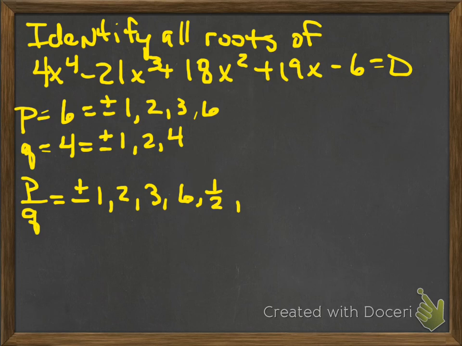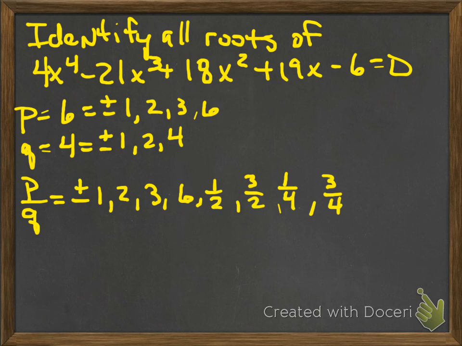3 divided by 2 is 3/2. 6 divided by 2 is 3, which I've already got. Again, don't need it again. Then I'm going to do it again, dividing all of them by 4. So 1 divided by 4 is 1/4. 2 divided by 4 is 1/2, which I've already got. 3 divided by 4 is 3/4. And 6 divided by 4 is 3/2, which I've already got. So all these are my possible answers that I could have for finding the roots of that quadratic equation. Or I'm sorry, that quartic equation.